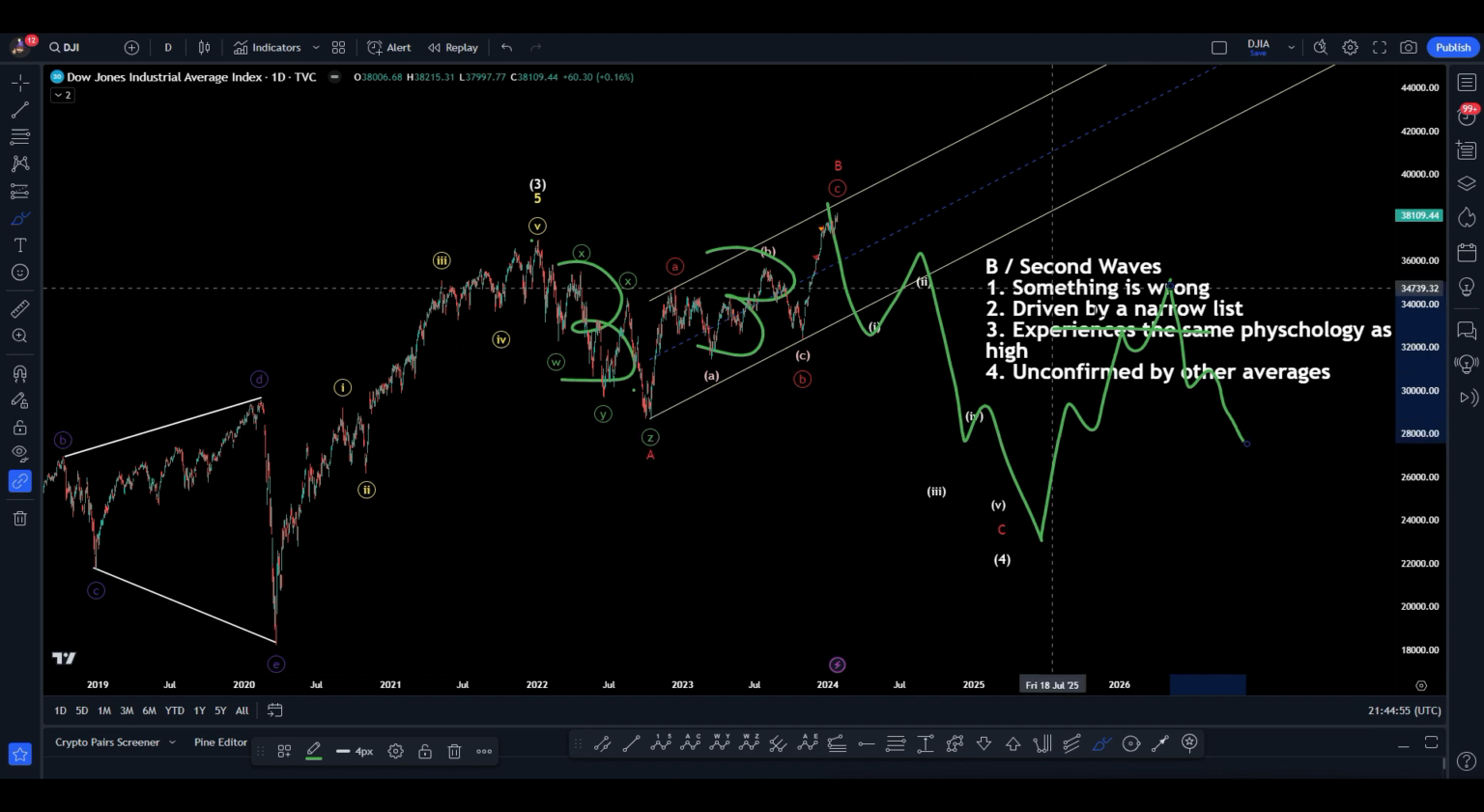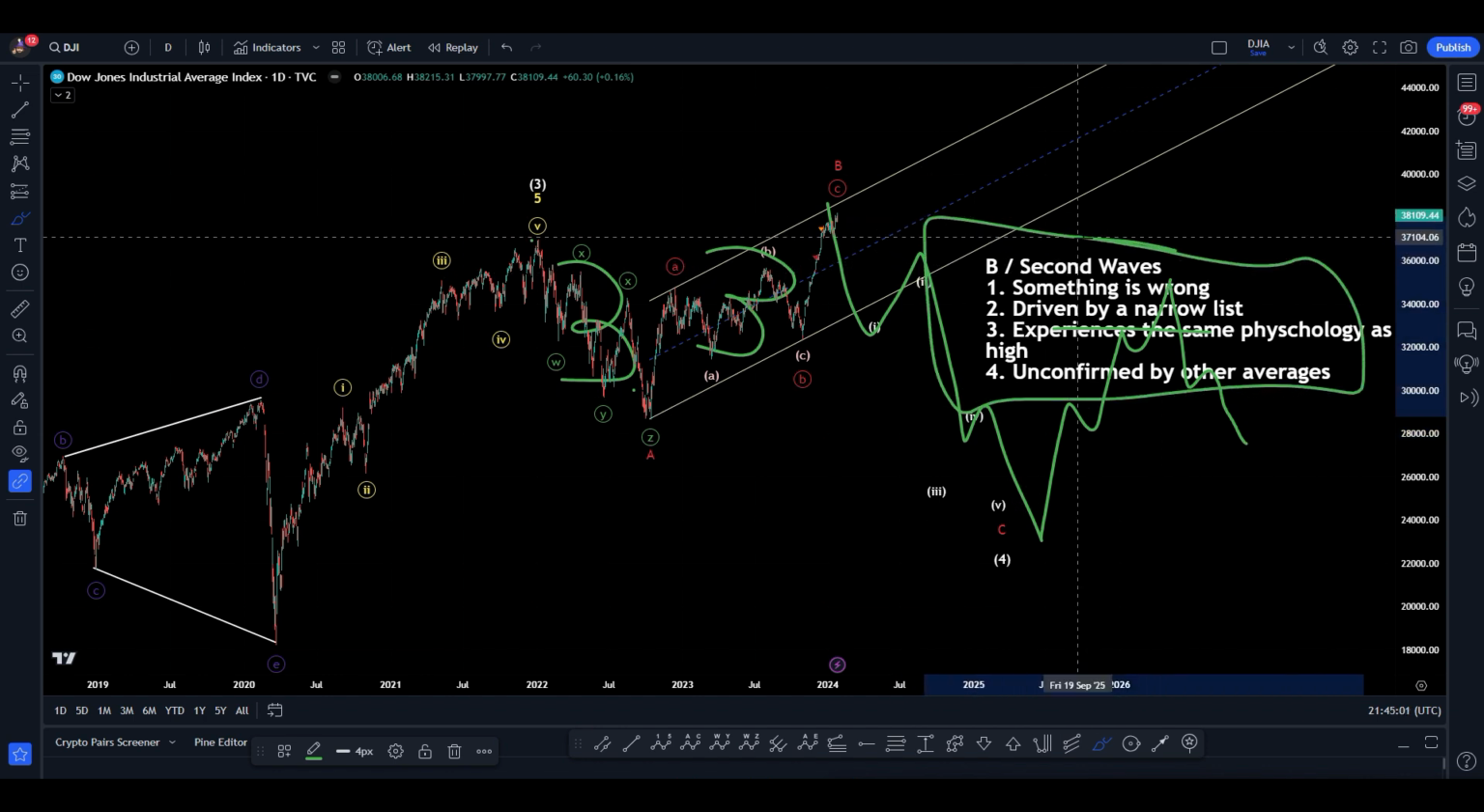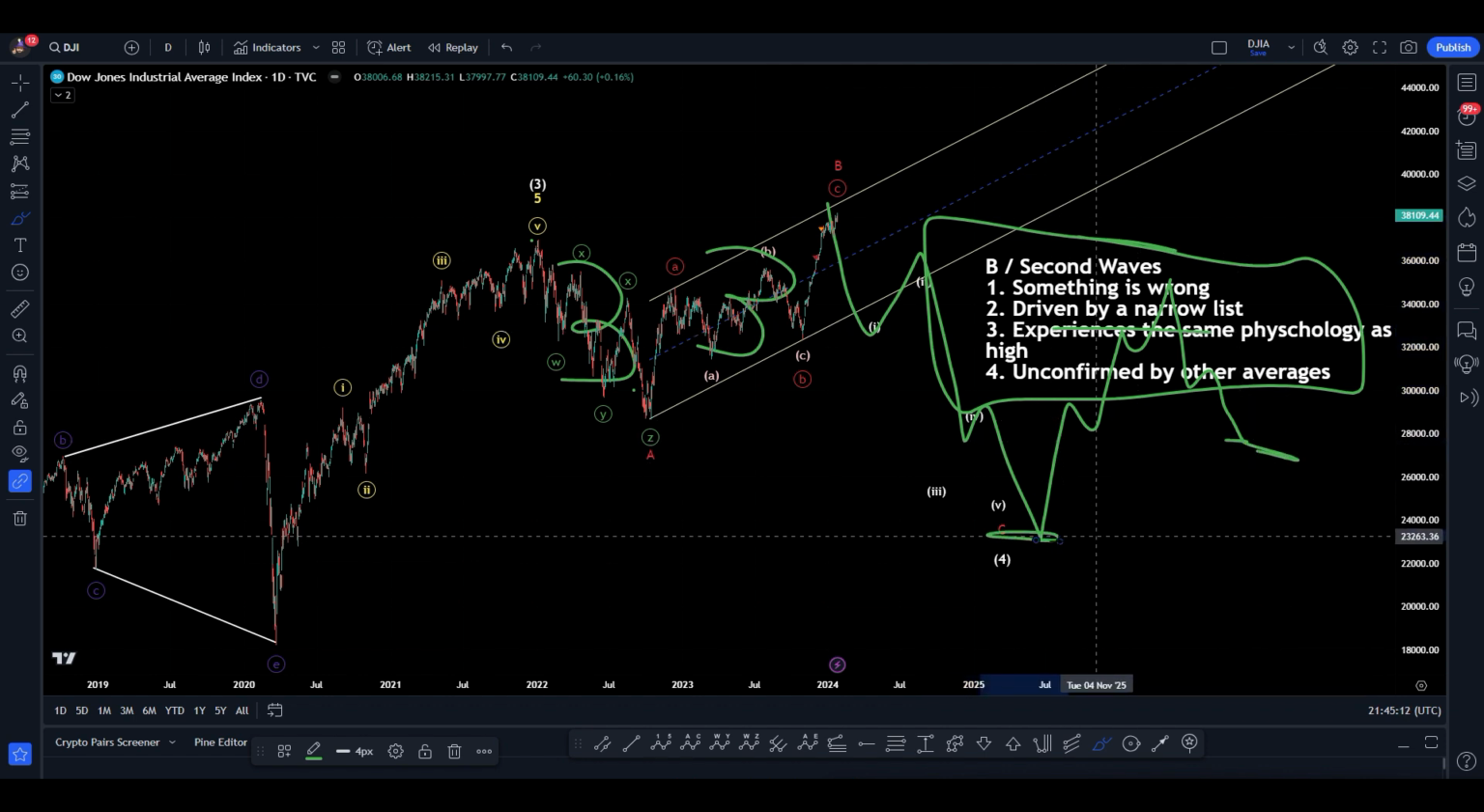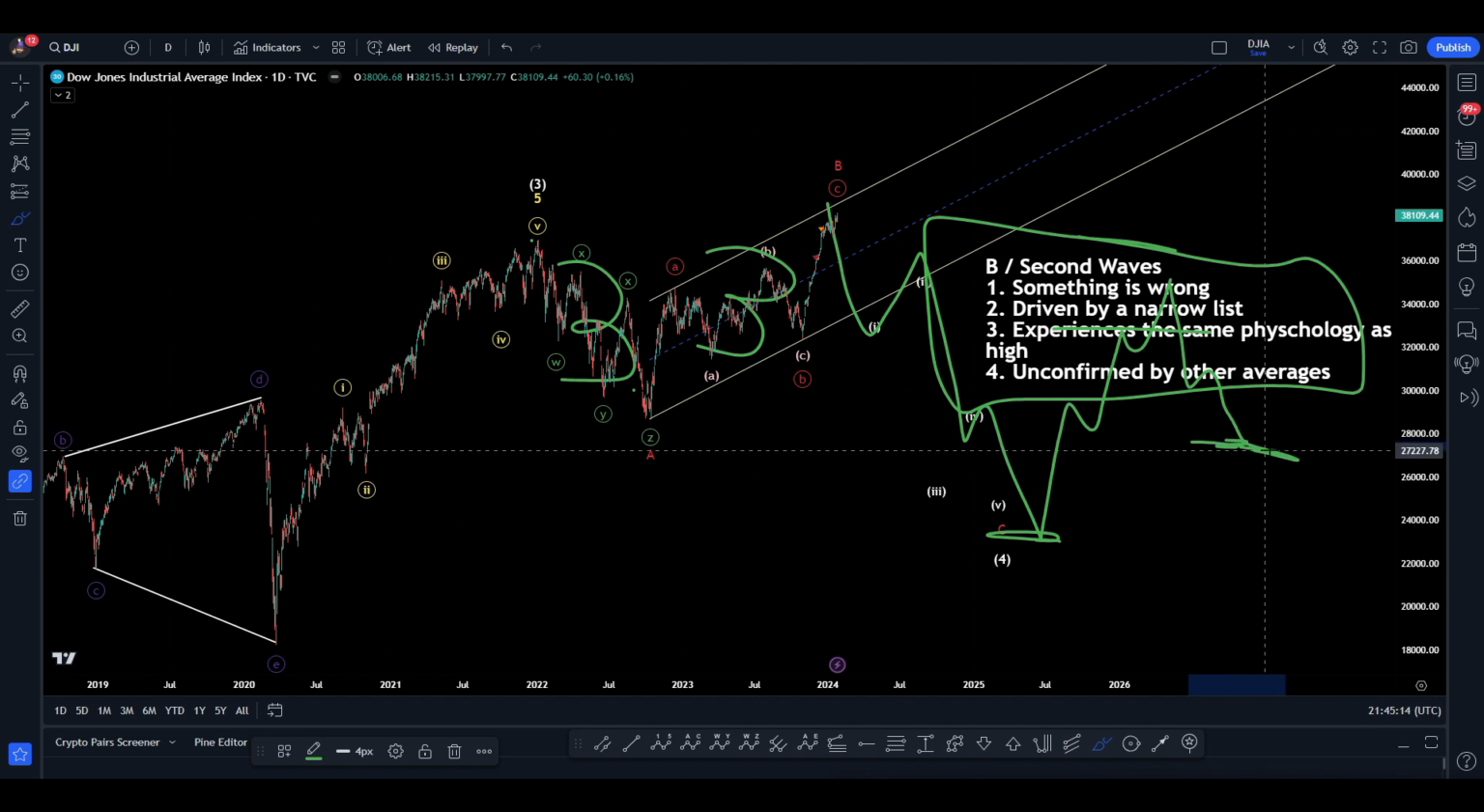Same thing we're talking about now. Use the same exact list right now. Here. Something's wrong. This decline is driven by a narrow list. We're experiencing the same psychology at the previous low. Everybody says it's sell, sell, sell. It will be unconfirmed by other averages. Time to buy. Here we go.